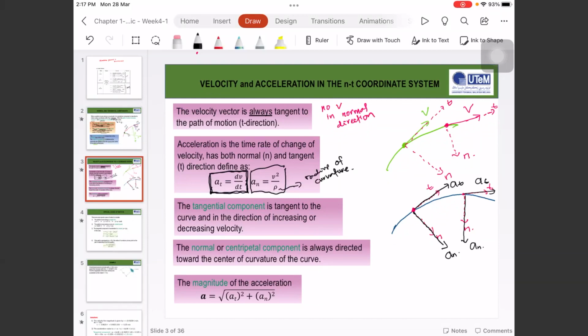And then for the magnitude of acceleration, you have A tangent and A normal. So you take A tangent squared plus A normal squared, and the square root, to get the magnitude of the acceleration. So if we have A tangent here and A normal here, the magnitude is somewhere here. A magnitude.